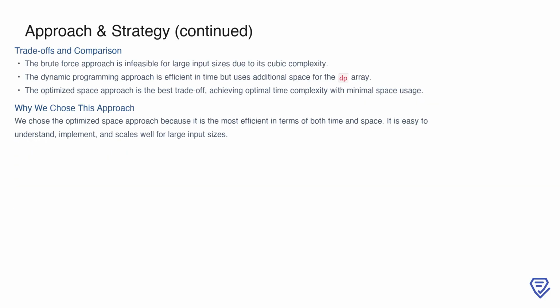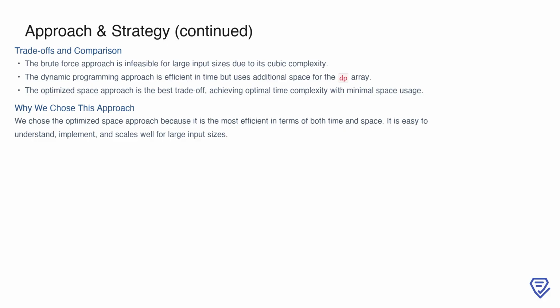When comparing the three approaches, the trade-offs become clear. The brute force method, while intuitive, is computationally prohibitive due to its cubic complexity and is unsuitable for larger input sizes. The dynamic programming approach improves efficiency by reducing the time complexity to O(n), but it still requires additional space for the DP array. The optimized space approach, however, achieves the same optimal time complexity while using only constant space. This makes it the best overall choice for this problem.